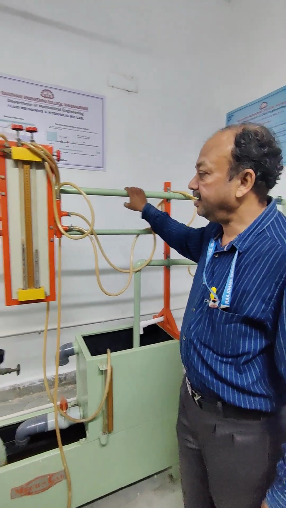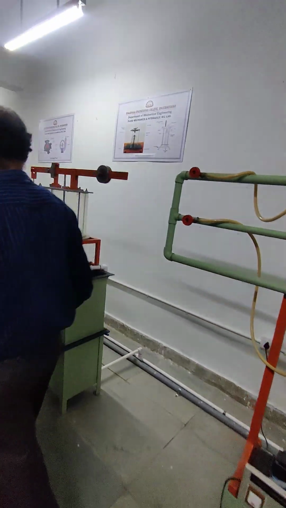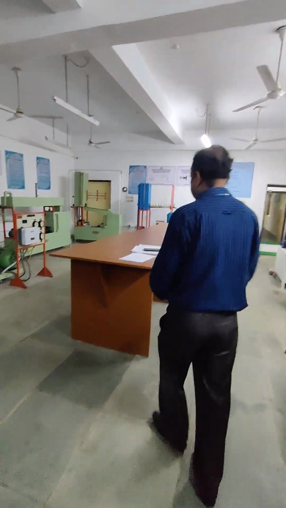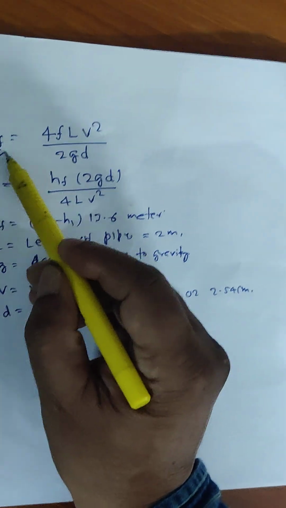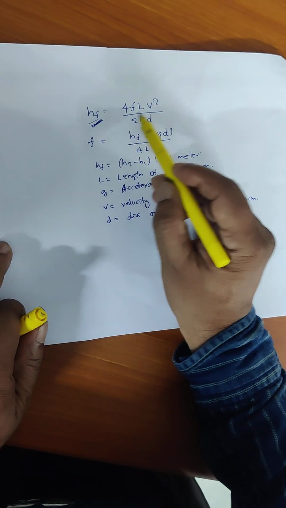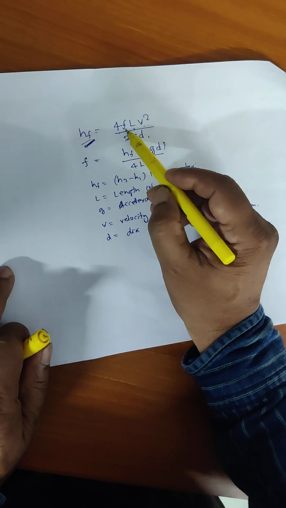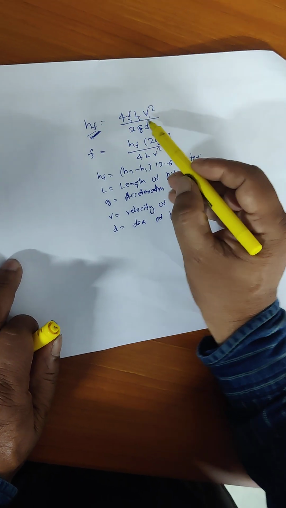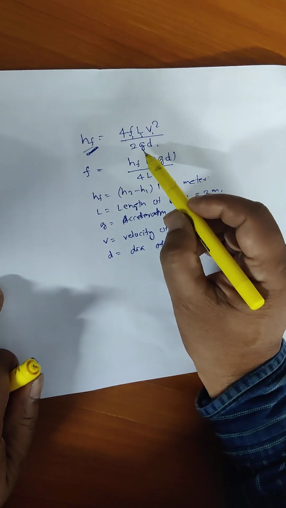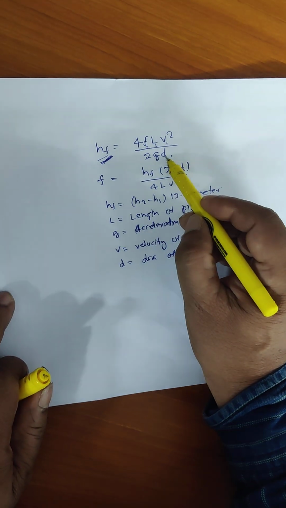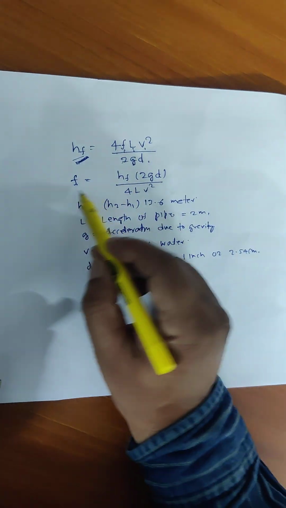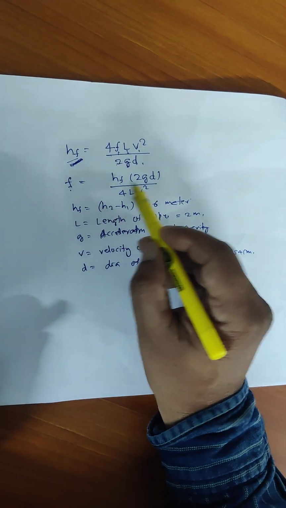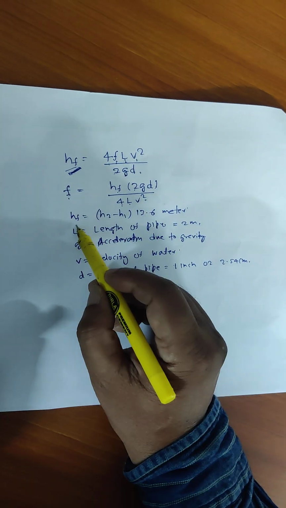This velocity, then there is a formula. This formula we have to use in order to calculate friction factor. HF is the loss of head due to friction, 4F L V square by 2GD. F is the friction factor, L is the length of the pipe, V is the velocity of water through the pipe, G is acceleration due to gravity, and D is diameter of the pipe. Then from this, as we have to calculate F, we have found out F is equal to HF 2GD by 4L V square. And how to calculate HF?